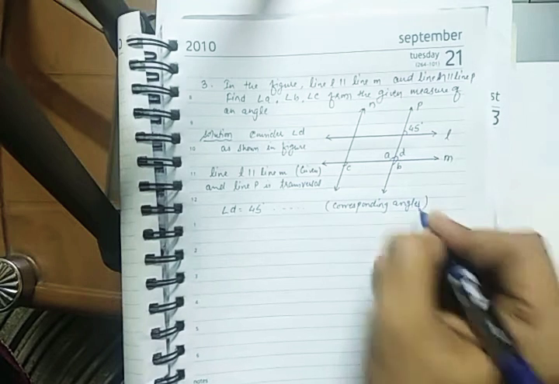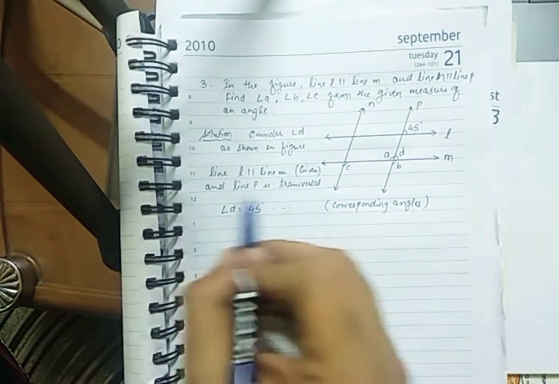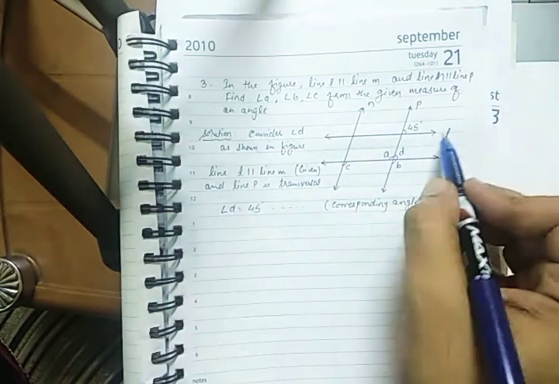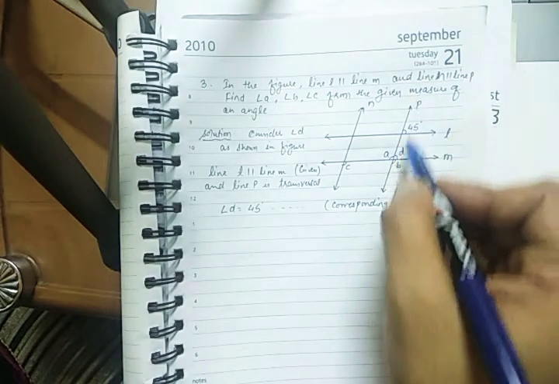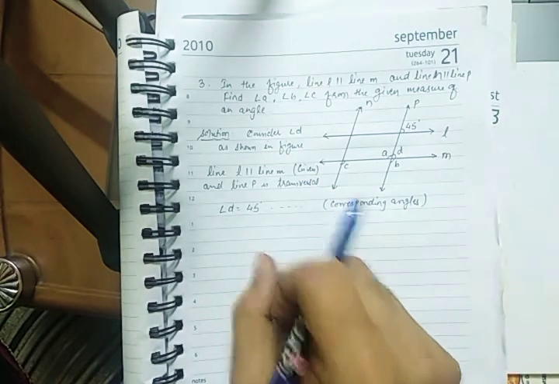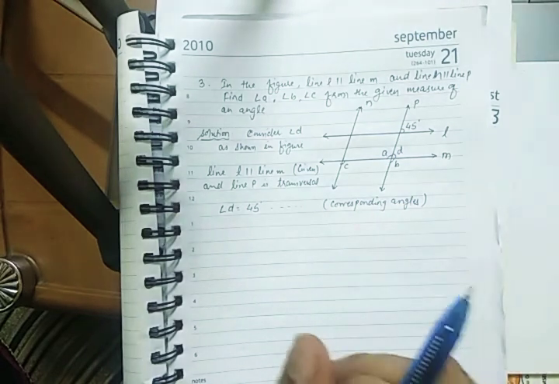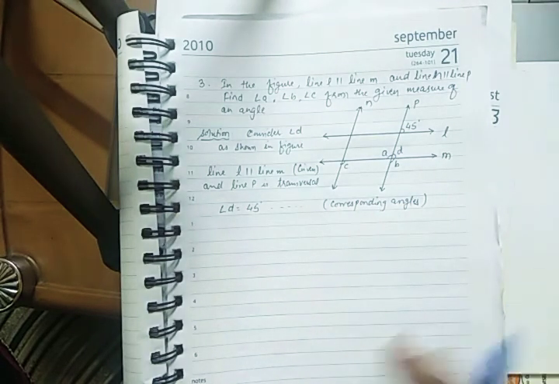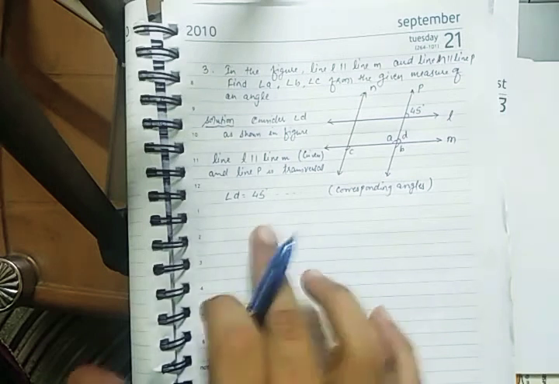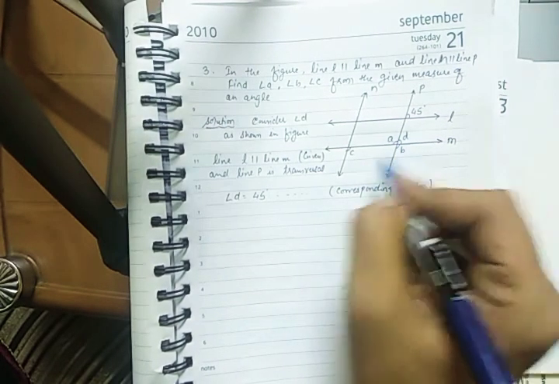Remember students, before writing corresponding angles, you have to mention that lines are parallel and which transversal you have selected. So line L is parallel to M, and on transversal P, I can say that angle D is equal to 45 degrees. Reason? Corresponding angles, because we have done this property as corresponding angle theorem. But D is not our requirement, this was our assumption. Now using D, I can find A, B and C.